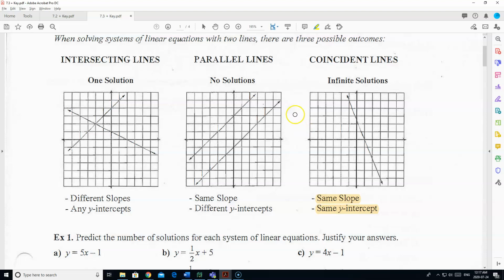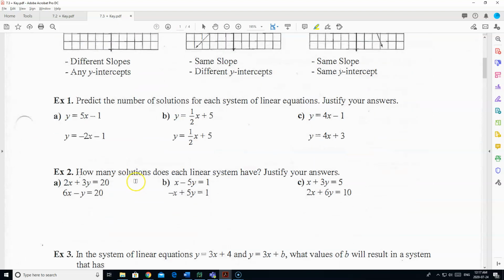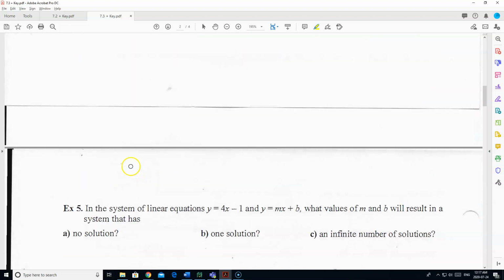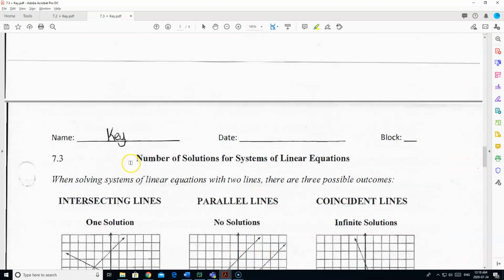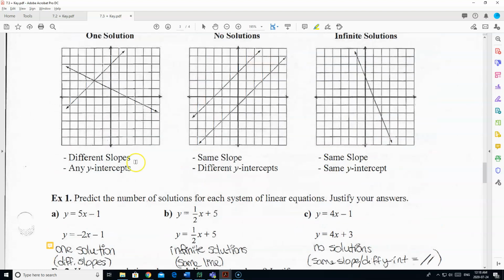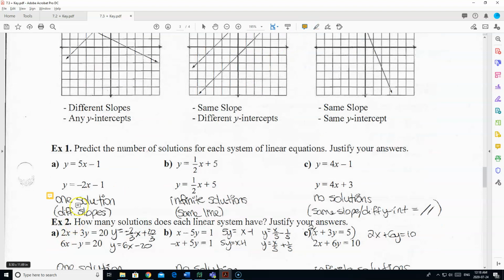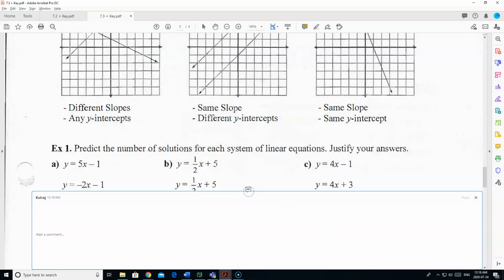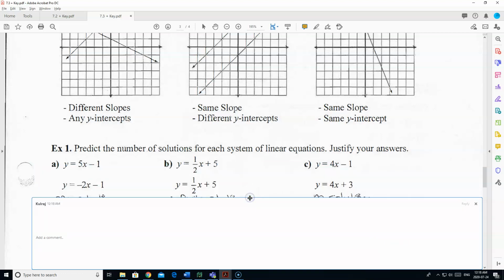So let's look at different questions based on this. That's really all the new idea and work for section 7.3. You may get questions like this. If we scroll down a bit, I'll try covering the answer. Okay, there we go. Pretend you didn't see the answer.